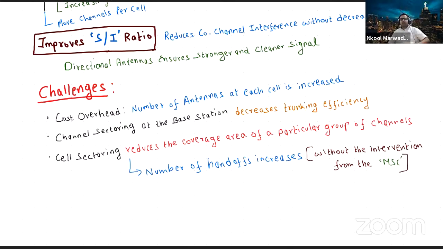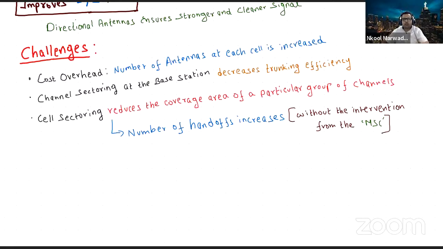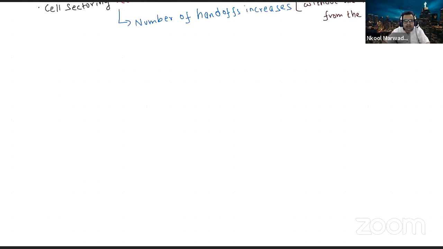So these are the challenges: the cost will increase, trunking efficiency will decrease, and the coverage will decrease, and because of that, the number of handoffs will increase. Now let us look at one real world scenario to get more clarity.